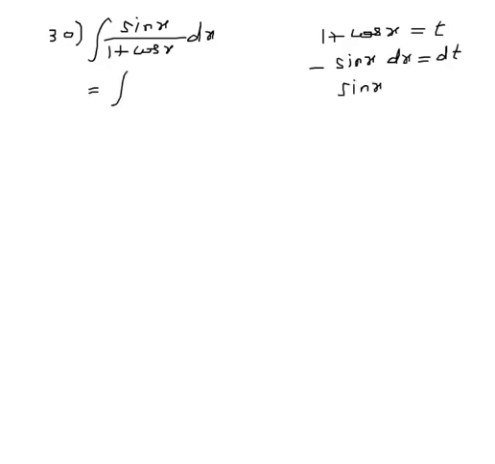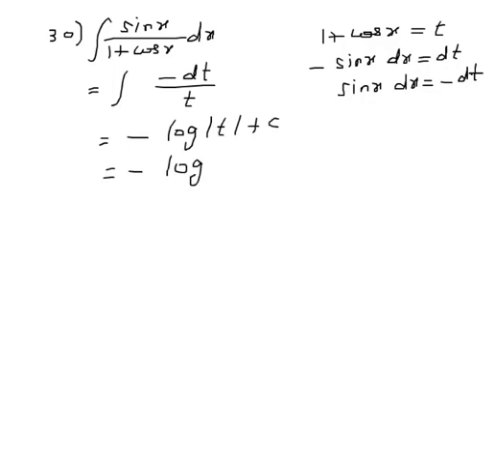Therefore, the numerator becomes minus dt, divided by t. Minus can be taken outside the integral, and integral of 1 by t is log of absolute value of t. And substitute for t, therefore the answer is minus log of absolute value of 1 plus cos x plus c.